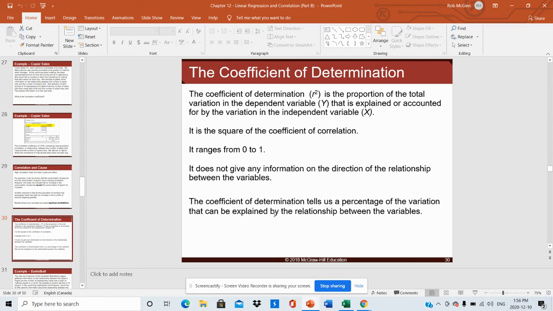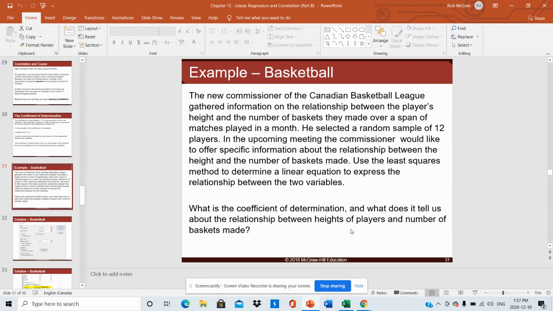It does not give us any information on the direction of the relationship between the variables. We get that from our correlation coefficient. But what the coefficient of determination does do is tell us a percentage of the variation that can be explained by the relationship between the two variables. So we'll take a look at our basketball example again, and we'll find our coefficient of determination, and then we're going to interpret it.